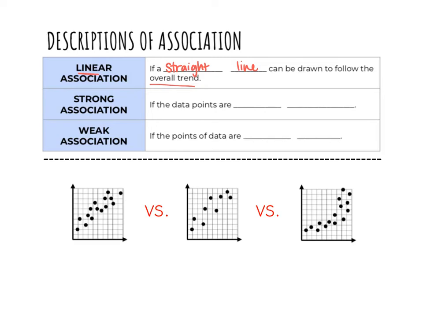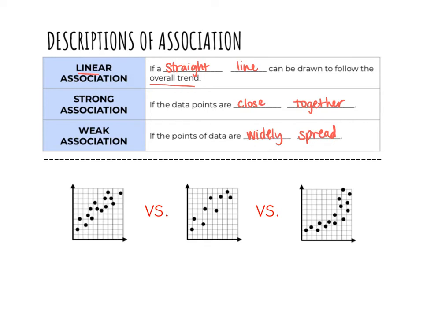The other type of description would be a strong association, and that looks like if the data points are close together. The closer they are, the stronger that relationship is. And then finally, it could be a weak association, which would be the opposite of a strong association. So that would be when the points are widely spread apart, or just widely spread.